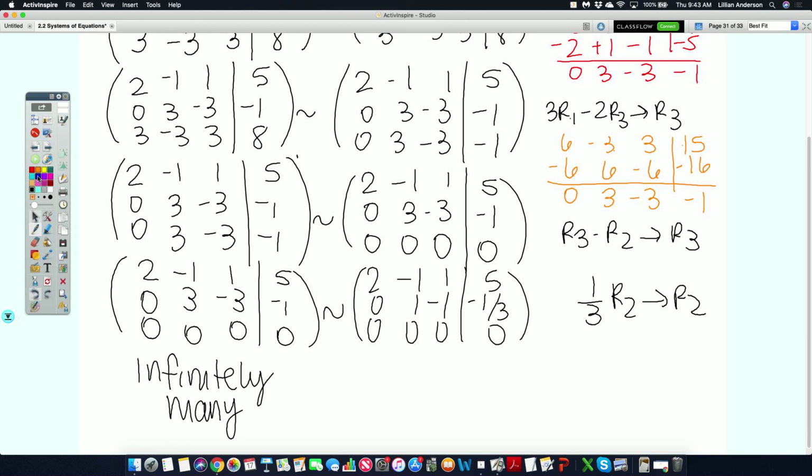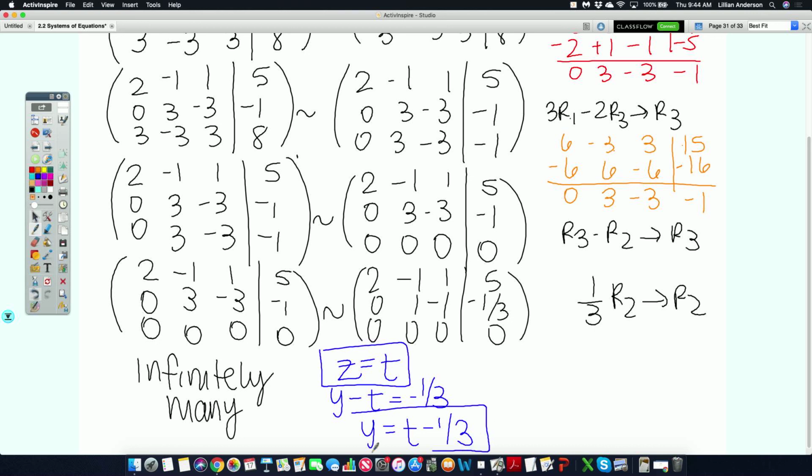So now we have to express as parameters, so Z is going to be expressed as T, which means that if you go backwards here, at least for mine, I'm going to have Y minus T equals negative 1/3. So when I solve for Y, I'll have Y equals T minus 1/3. So Z is equal to T, Y is equal to T minus 1/3.